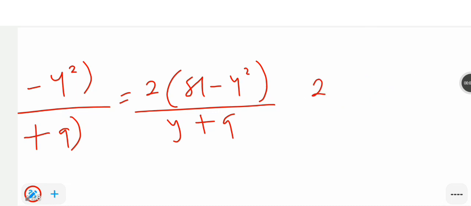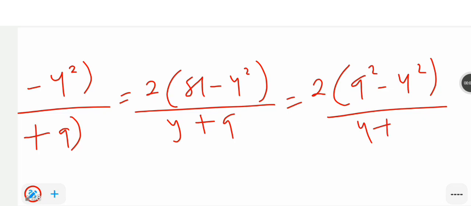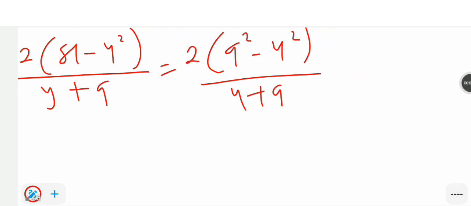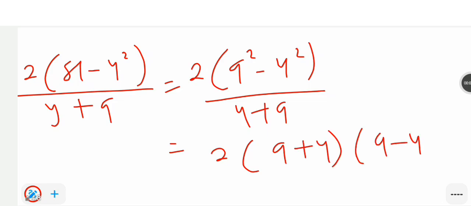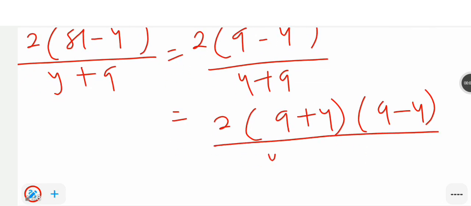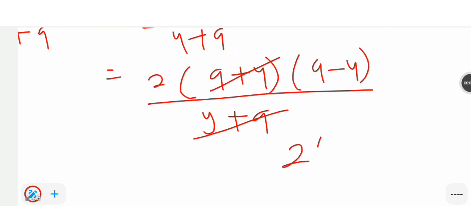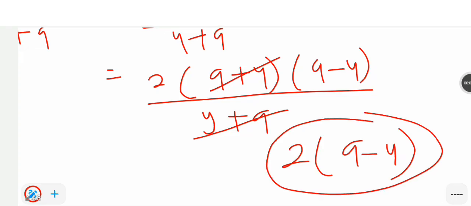So you can write it like this: 2 into 9 squared minus y squared, y plus 9. Then finish it up. So give it 9 plus y, 9 minus y. The denominator, you still have the same thing here. So these two are the same. 9 plus y, the same thing as y plus 9. So your final answer will be 2 into 9 minus y. Okay, 2 into 9 minus y.